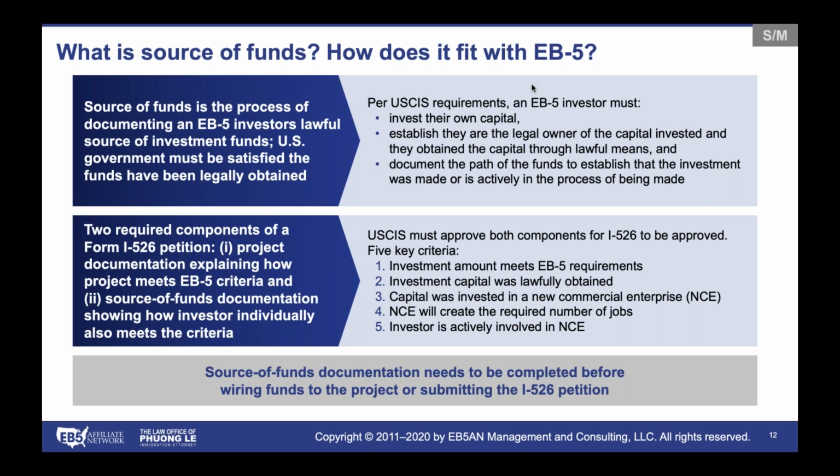But the second piece of the application is specific to the individual investor. And on this side, a large part of the focus is on the source of funds. So now at $900,000, you have to legally show where all of the funds have come from in making the investment. Next slide, please.